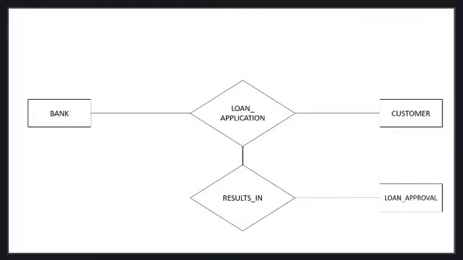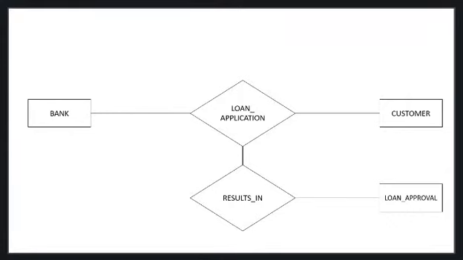A more interesting fact to notice here is that two relationship types, loan application and result seen, are connected with each other. This type of representation is called relationships among relationships. However, the ER model does not allow this type of representation, and hence we cannot use this in an ER diagram.